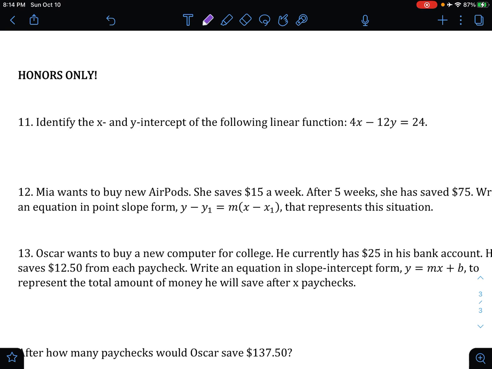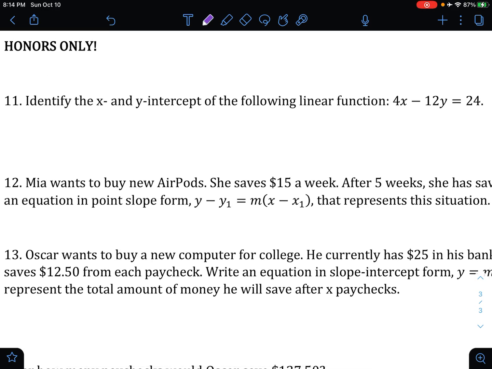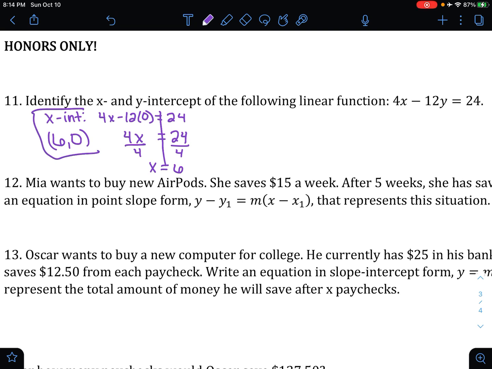So, identify the x and y intercepts of the following linear function. Well, here we go. Remember, for the x-intercept, we plug in 0 for y. So we have 4x minus 12 times 0 equals 24, which leaves us with 4x equals 24. We divide both sides by 4, and we get x equals 6. So my x-intercept is (6, 0).